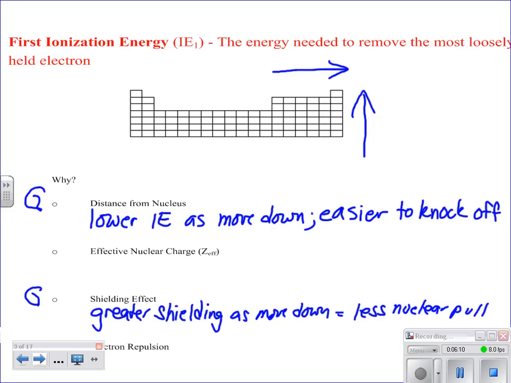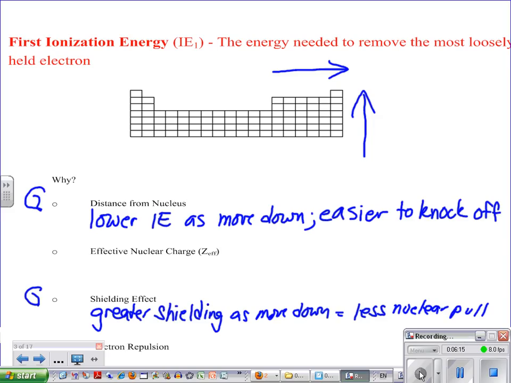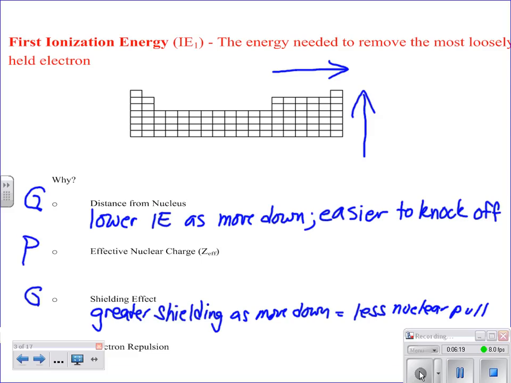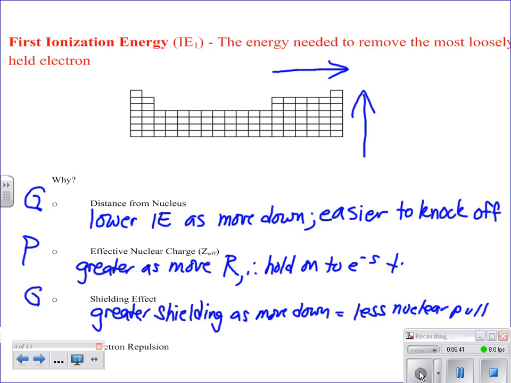As far as within a period, effective nuclear charge is going to have an effect. What we see here is that as you move to the right, your effective nuclear charge is going to be greater, so it's going to hold on to those electrons tighter.